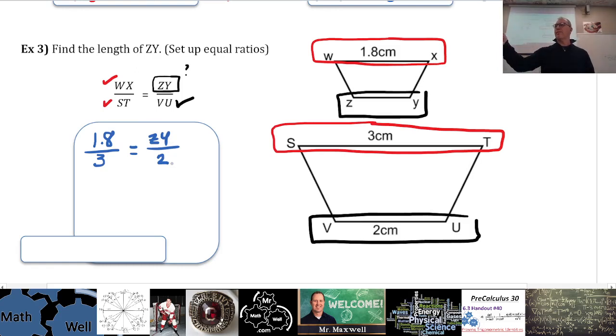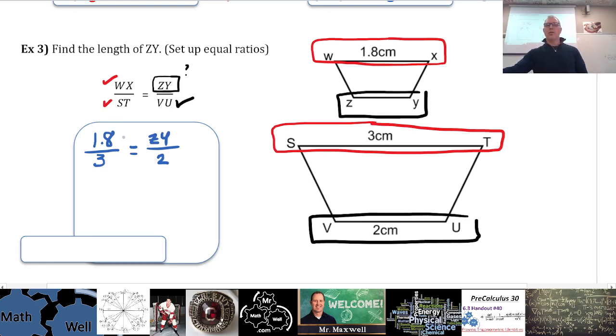What are your ideas? Yeah. You would divide 1.8 divided by 3. Yeah. And then you times whatever that is times 2. Okay. So 1.8 divided by 3 times 2. That is going to give you the right answer as well.